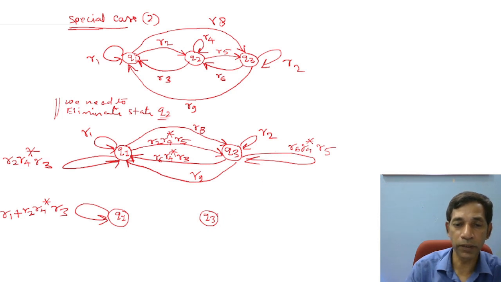Similarly, for state Q3 you have two loops. One is for R2, so you have R2 plus R6 R4 Kleene star, and then you have R5.